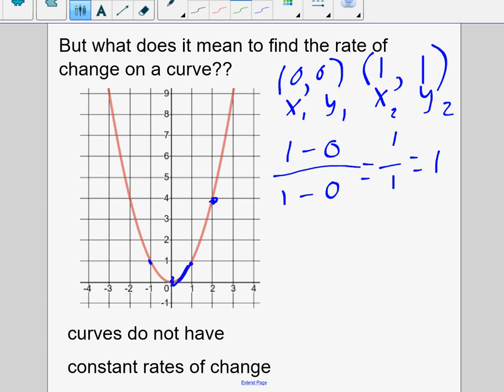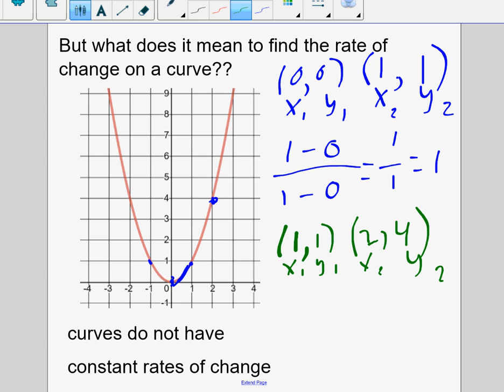But let's do this again with the points (1, 1), I wanted it to be the smaller one, and the point (2, 4), and see what we get. So now this is our x1, this is our y1, this is our x2, this is our y2, and I've got 4 minus 1 over 2 minus 1, and that gives me 3 over 1, which is just 3. So for this portion of the graph, when we plugged it in, we got a rate of change of 3.